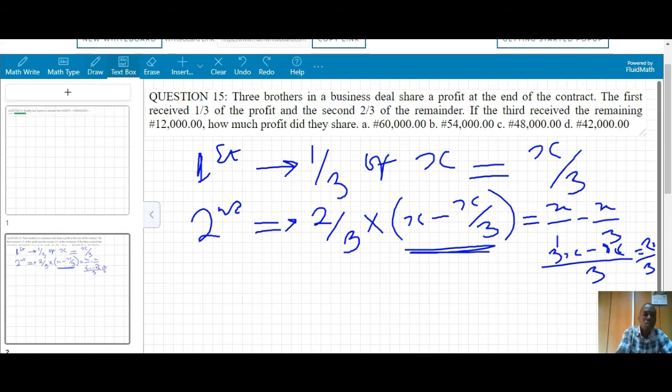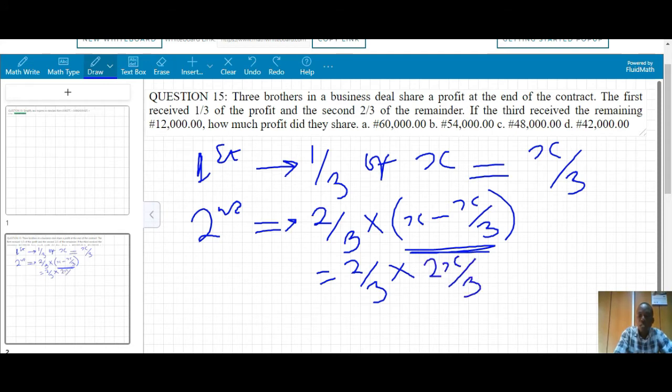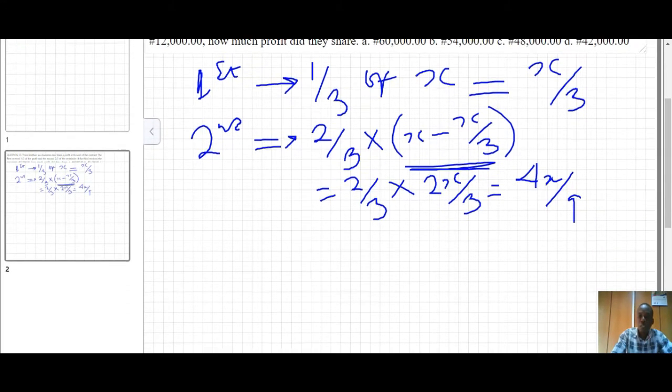So the second person will now share 2/3 times 2X over 3. If you multiply that, we are going to have 4X over 9. That's the value the second person will now get.